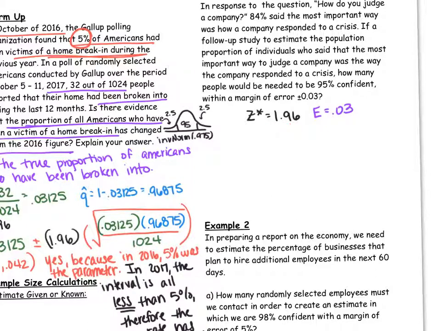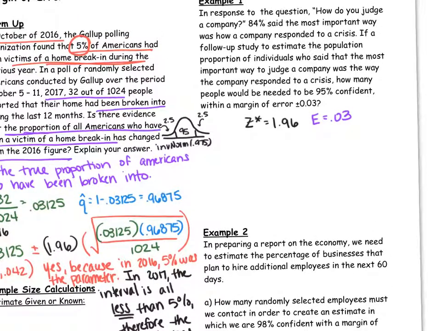And they gave me some information here. They told me that the sample proportion was 84% who said the most important way was how a company responded to a crisis. So we know that P hat is equal to 0.84, which makes Q hat what? The other 16% said it was some other way, so Q hat is 0.16.